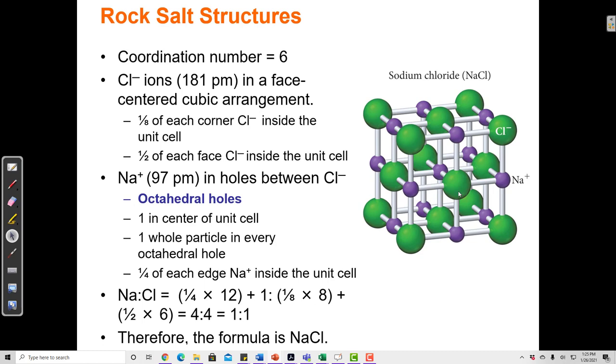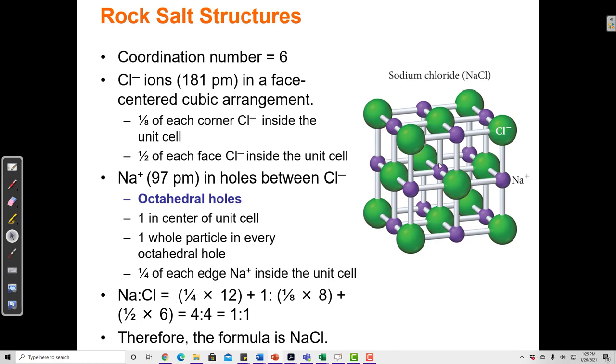And in one of these, there are on average 8 times 1/8 of the green ones for one, plus 1/2 times 6 because it's a face-centered cubic. So that gives me 1 plus 3. So that's a 4:4 ratio, or a 1:1 ratio. So that means that the formula is 1 sodium, 1 chloride, NaCl.